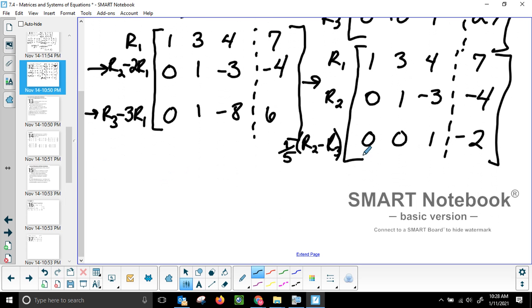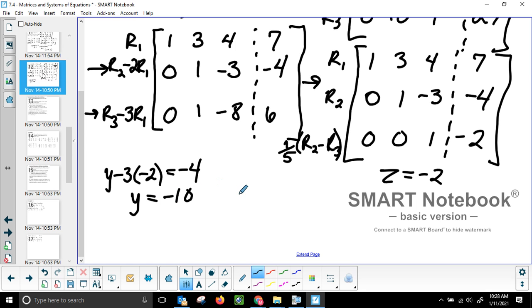All right, so of course we need to remember that this is 0x plus 0y plus z is equal to negative 2. So this tells me that z is equal to negative 2. All right, then I can jump up here and say, okay, well, y minus 3 times z, which I know is negative 2, is equal to negative 4. So that's positive 6. Subtract 6 from both sides. Y is equal to negative 10.